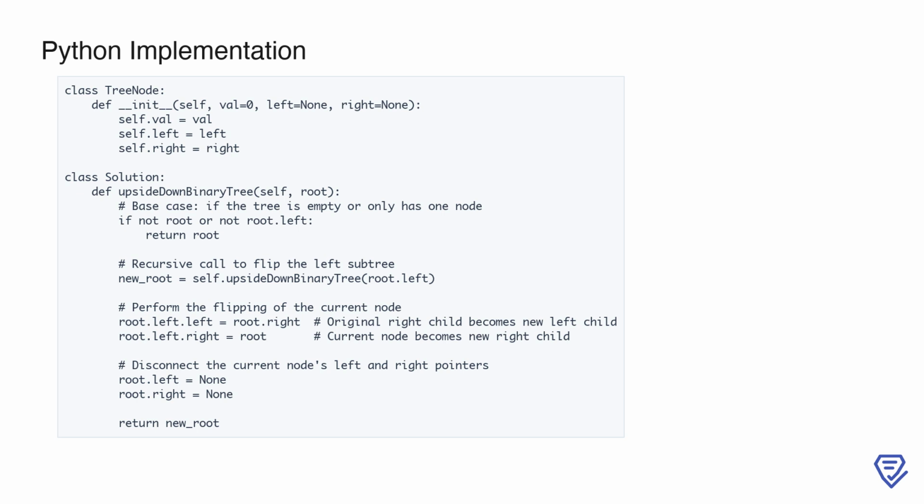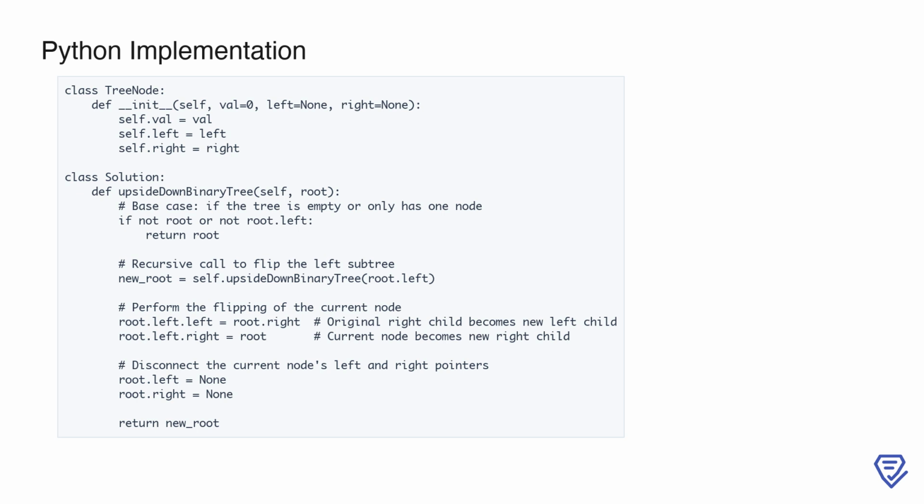Finally, to ensure the current node is disconnected from its children, root.left and root.right are set to none. This prevents cyclic references and maintains the integrity of the flipped tree. The method returns the new _root, which is the result of recursively flipping the leftmost subtree. The recursion ensures that the entire tree is processed in a bottom-up manner, resulting in the desired upside-down structure.